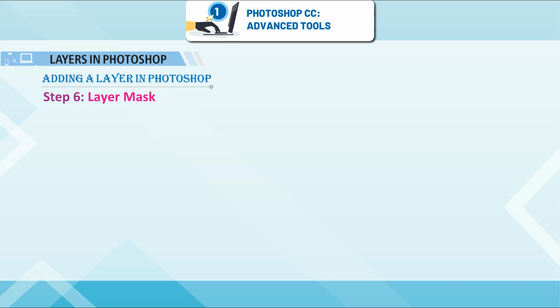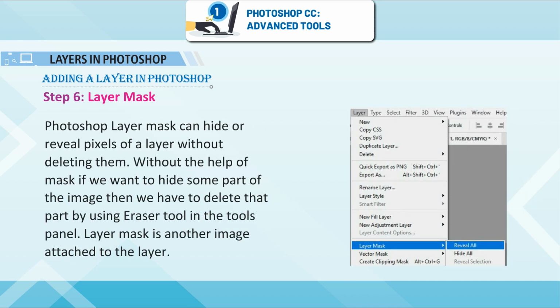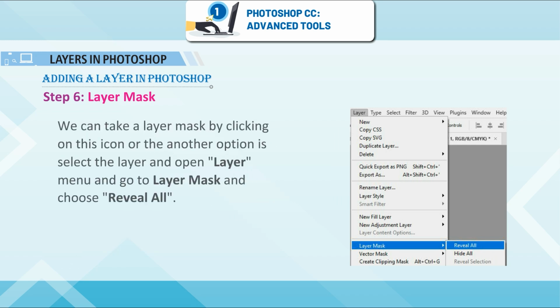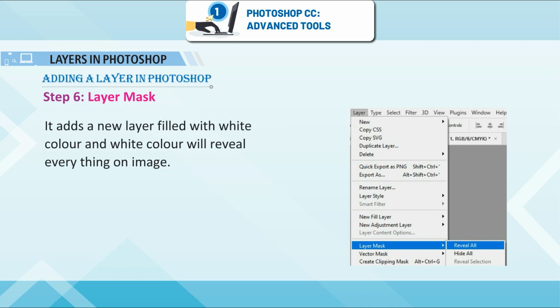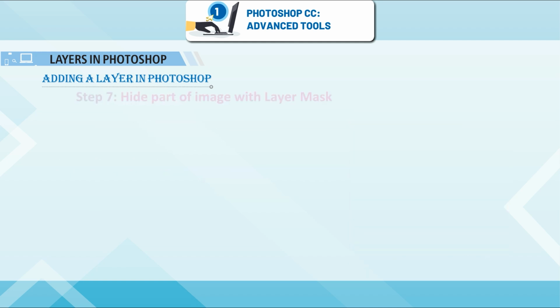Step 6. Layer mask. A Photoshop layer mask can hide or reveal pixels of a layer without deleting them. Without the help of a mask, if we want to hide some part of the image, then we have to delete that part by using the eraser tool in the tools panel. A layer mask is another image attached to the layer. We can add a layer mask by clicking on this icon, or the other option is to select the layer, open the layer menu, go to layer mask, and choose reveal all. It adds a new layer filled with white color, and white color will reveal everything on the image.